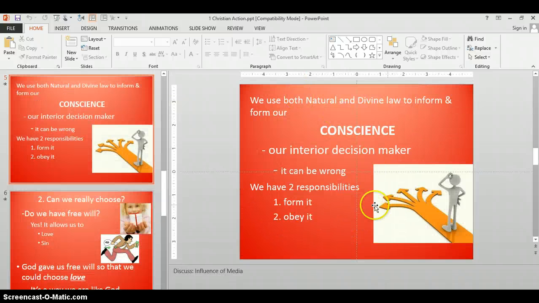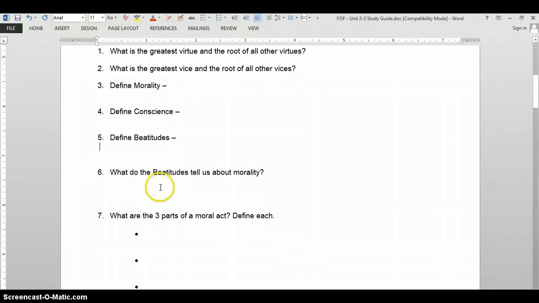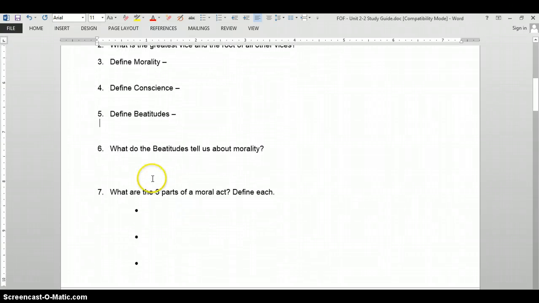The Beatitudes are a list of statements by Jesus about how to live a blessed and happy life. They're virtues, basically. What do the Beatitudes tell us about morality? That it's about more than just action. It's about being a person of virtue, and that will lead us to happiness.